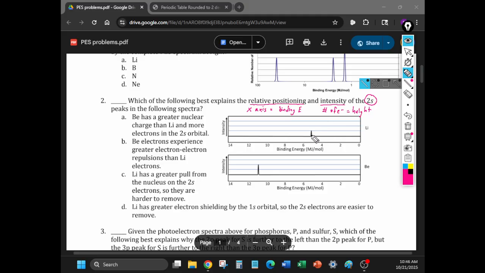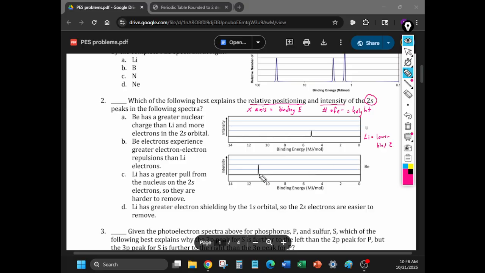So lithium is more to the right. So lithium has a lower binding energy. So that's the first thing you should notice. Lithium has a lower binding energy. Okay, another way you could think of that is beryllium has a greater binding energy to the 2s electrons. All right, what's the other thing that you notice?